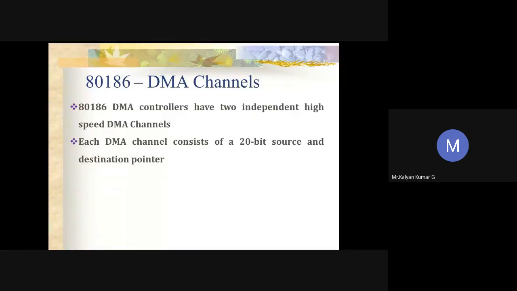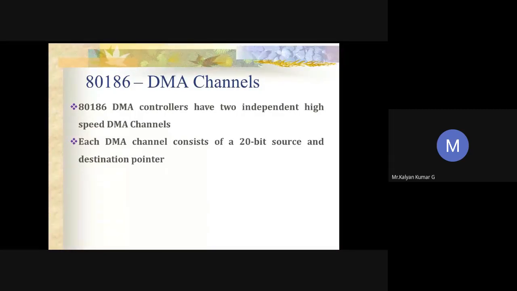Okay, fine. So in the 80186 also there are DMA controllers. Here we have 2 independent high-speed DMA channels. Actually there is an architecture diagram separately available for this DMA controller within the 80186, but no need to go into much detail about that architecture diagram. You can just have an overview.